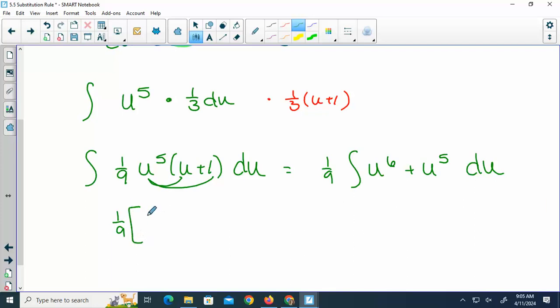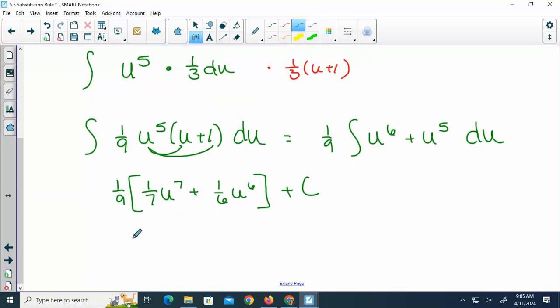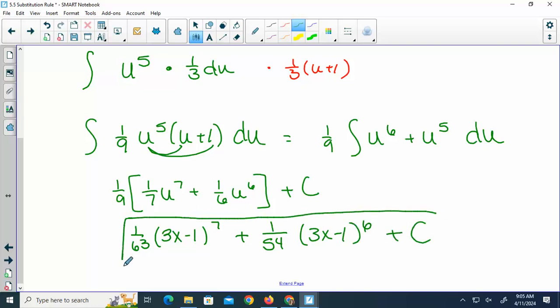Antiderivative of u to the 6th plus antiderivative of u to the 5th. Let's see. So in the end, if we wanted, we could distribute. This is 1/63 times 3x minus 1 to the 7th plus 1/54 times 3x minus 1 to the 6th plus c.